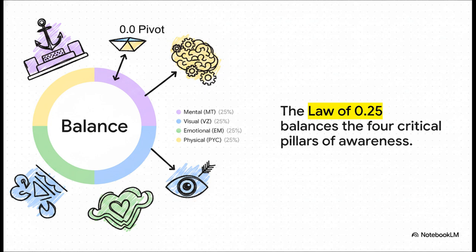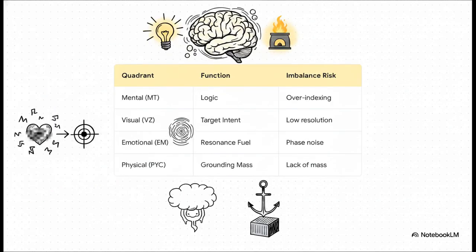You need exactly 25% in the mental quadrant for logic, 25% in the visual quadrant for target intent, 25% in the emotional quadrant for resonance fuel, and finally 25% in the physical quadrant for grounding mass. Now, the source materials heavily emphasize that falling out of this delicate balance leads to what they call quadrant displacement, and that causes your reality rendering to fail.